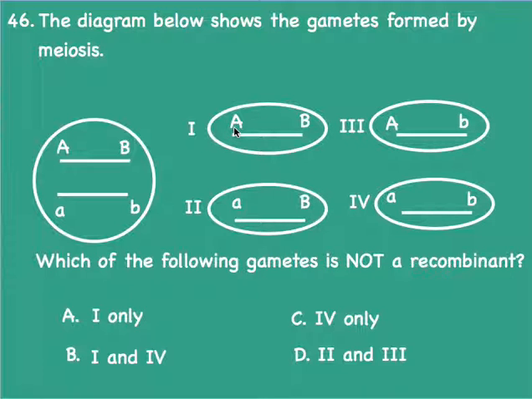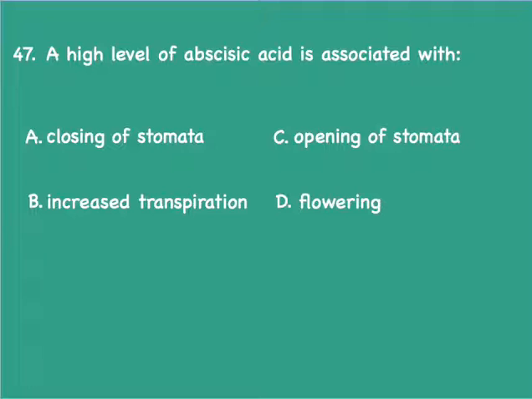But a gamete where the two big letters, or the two that came together on this chromosome, stay together, and the two that came together on this chromosome stay together, these are not recombinants. So therefore, 1 is not a recombinant, and 4 is not a recombinant. Answer B. A high level of abscisic acid is associated with the closing of the stomata.